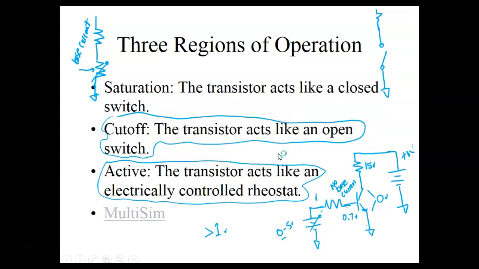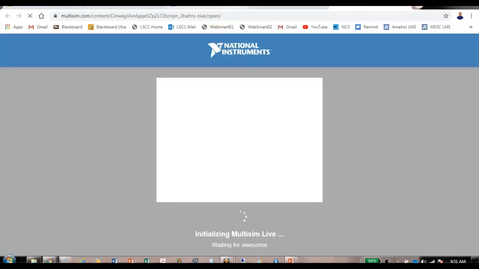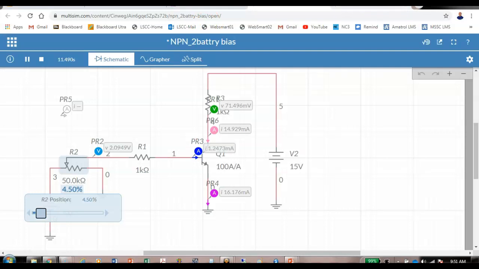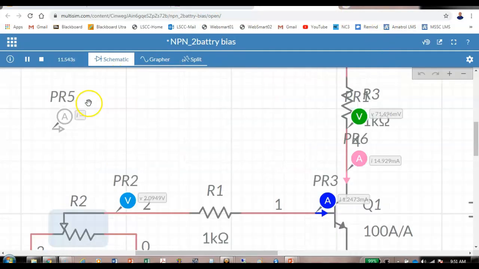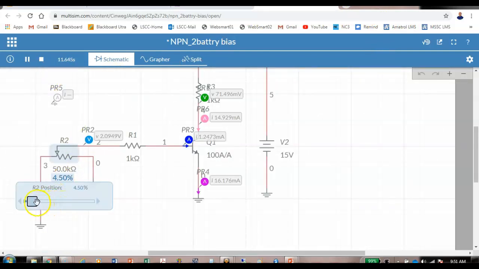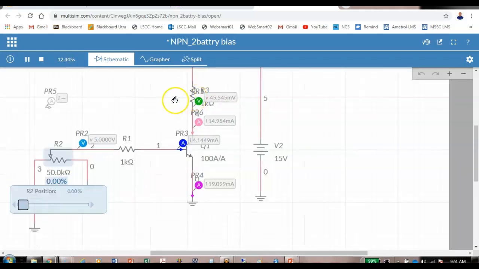I should have left it open, guys. I don't know why I closed it. Let's see. I did. But my simulation is still running. Right now, I've only got 45.45 millivolts dropped across my transistor. This is measured on the bottom side of the resistor, dropped across the transistor. So it means there's roughly 15 volts being dropped across the collector resistor.